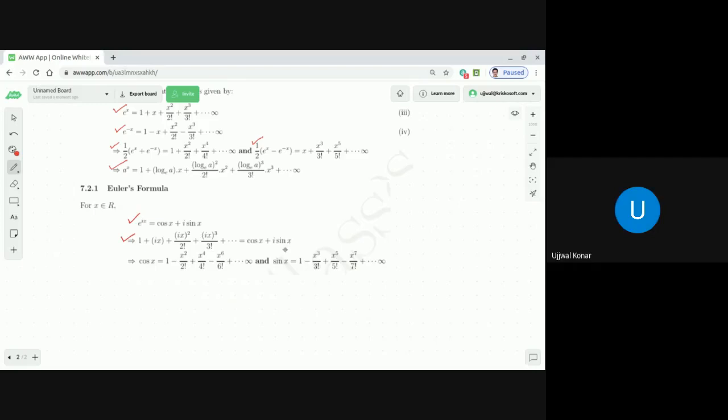When we discuss complex numbers, we will see, dear students, that if there are two complex numbers, one is a plus ib and another is c plus id, then the real part equals the real part, so a must equal c, and the imaginary part equals the imaginary part, so b must equal d. That's what we have done. Cos x is the real part, so we equated it to the real part, this one. And sin x is the imaginary part, which we equated, and we get this one. These are two very important series for sin x and cos x.